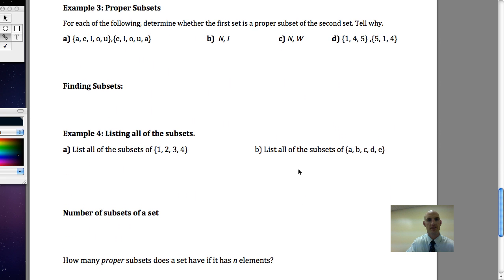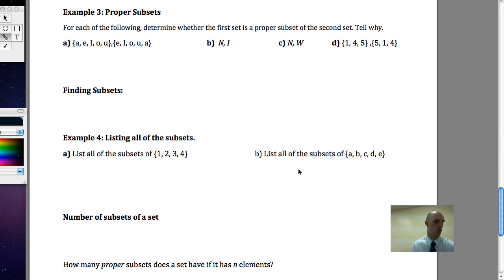Let's look at proper subsets and decide what is a proper subset, what's not a proper subset. I have the vowels here, A, E, I, O, and U, and E, I, O, U, and A. This is A, we'll call it, and this will be B. So A is a subset of B, but not proper, because they're equal. The sets are equal. A is equal to B, and A is a subset of B, but not a proper subset.